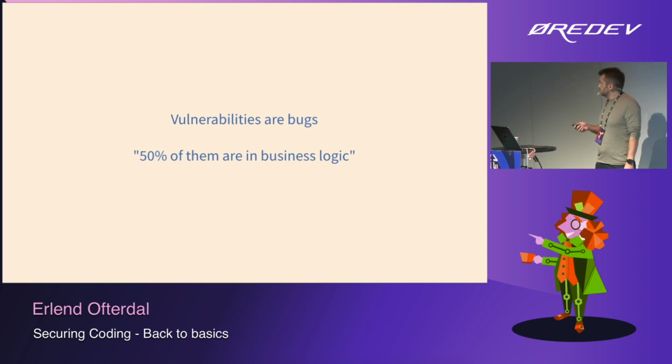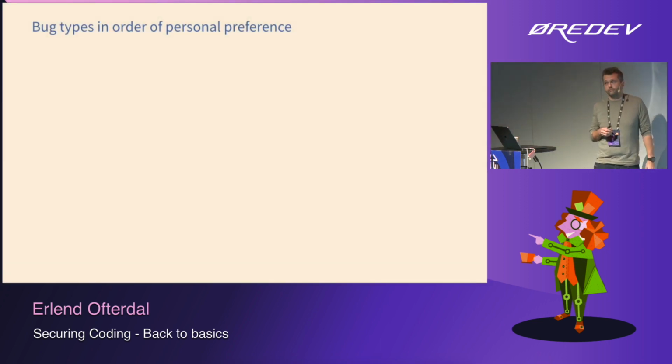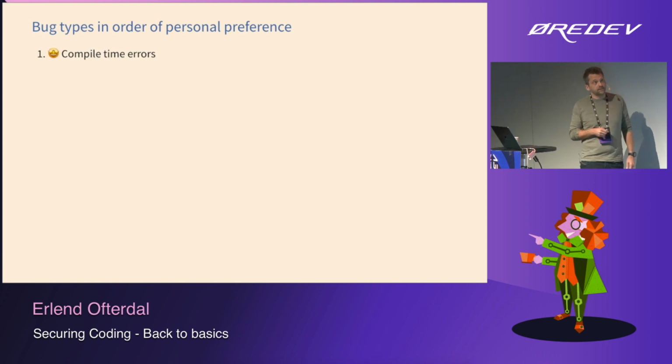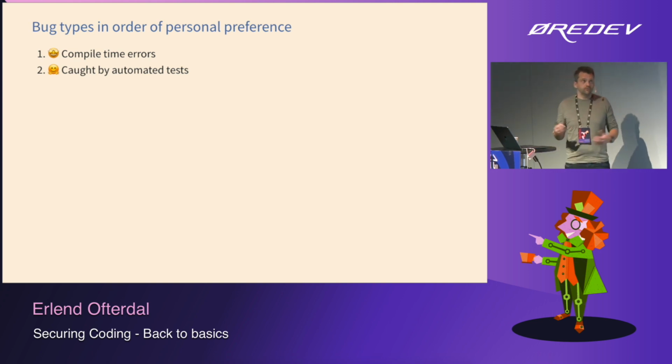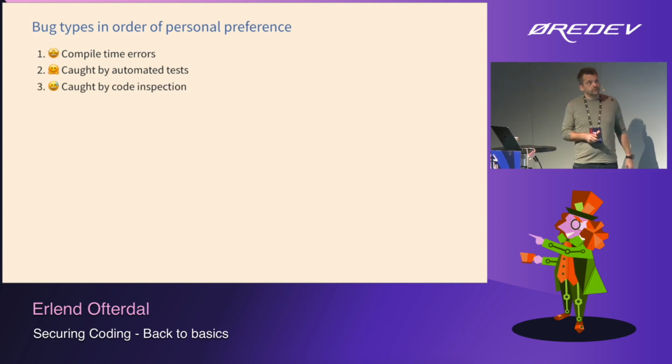But about these bugs, I have a personal preference. The bugs that I like best are compile time errors, because I'm forced to fix those immediately. If I can get things to become compile time errors, that's perfect. Then I'm happy. The next one is stuff that's caught by automated tests, of course, because then I can find it as quickly as possible, fix it, and go back to the normal churn. After that, we have stuff that's caught by code inspection. Code inspection can be manual review, or a tool that scans our code and reports stuff.